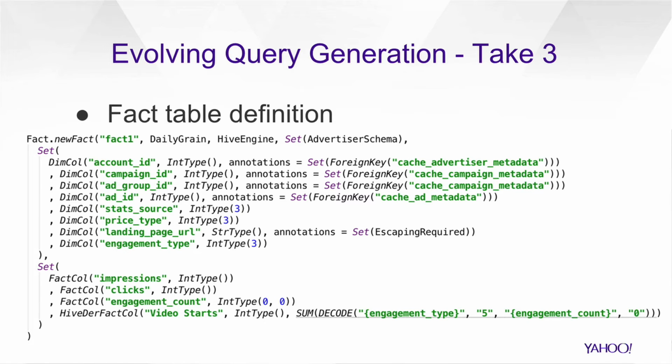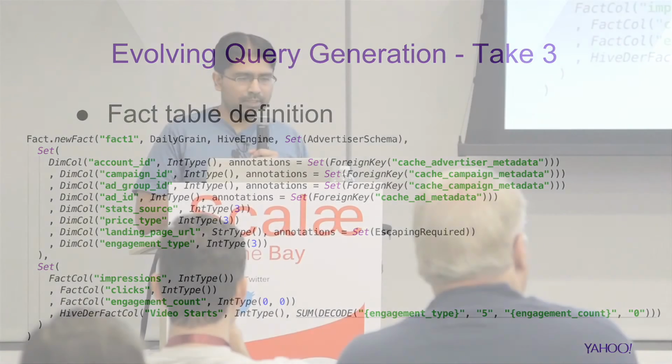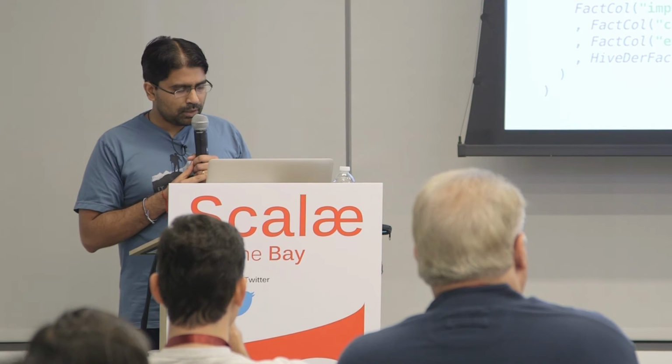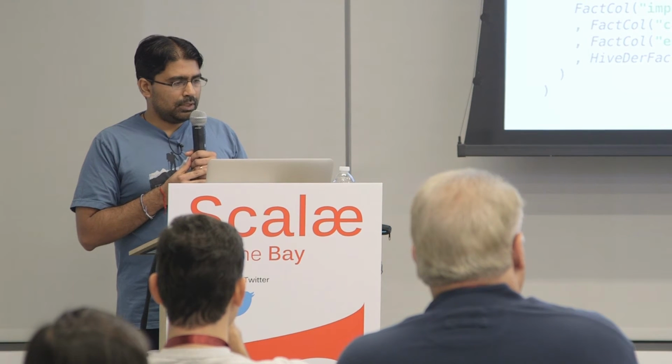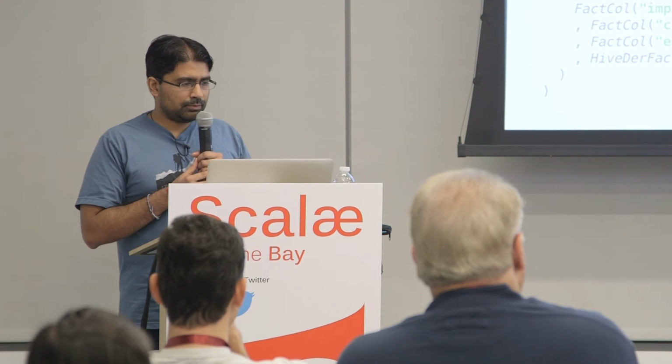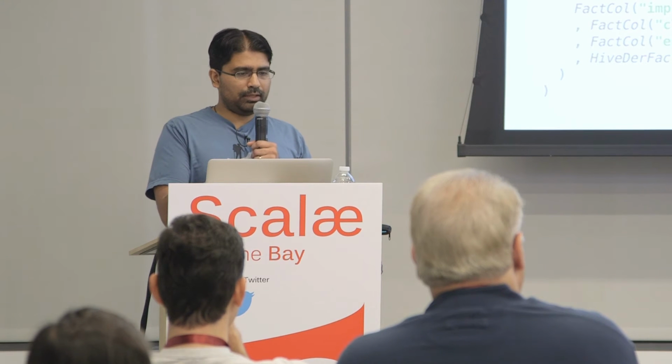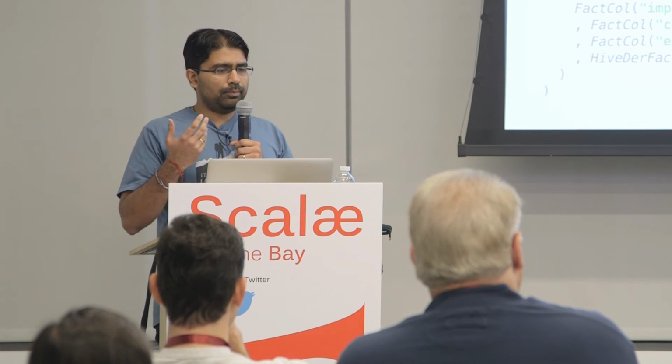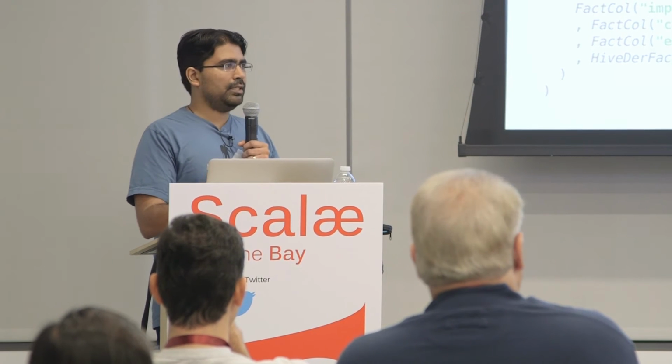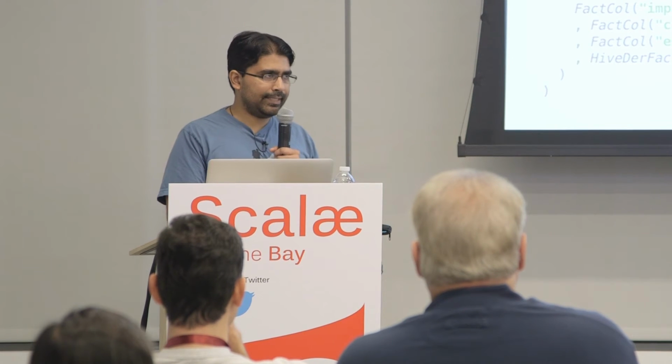I don't know if you can see it very well. I guess you can. But it is more or less a sum of decode, which relies on two different columns. One is a dimension column, and the other is a fact column. So the result of these definitions, when I call the new fact method here, is essentially defining my base table. This is where I would define the add stats table.